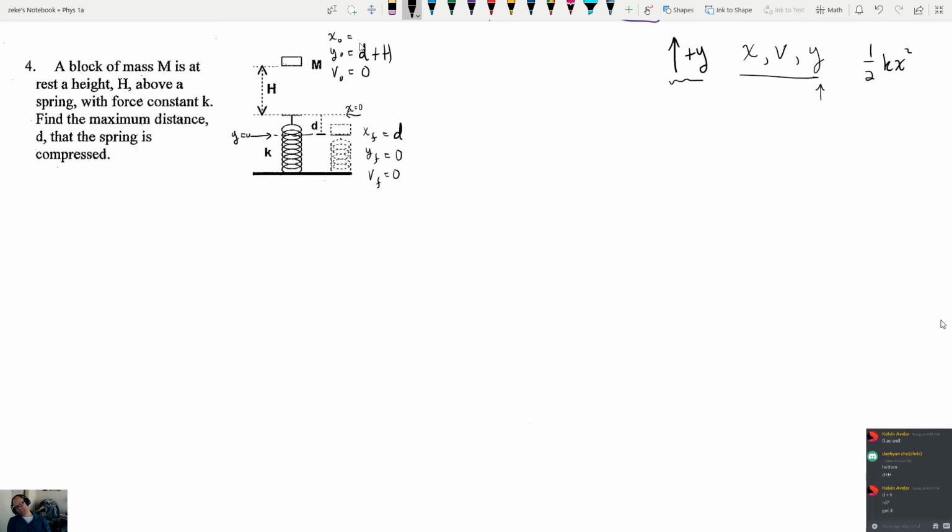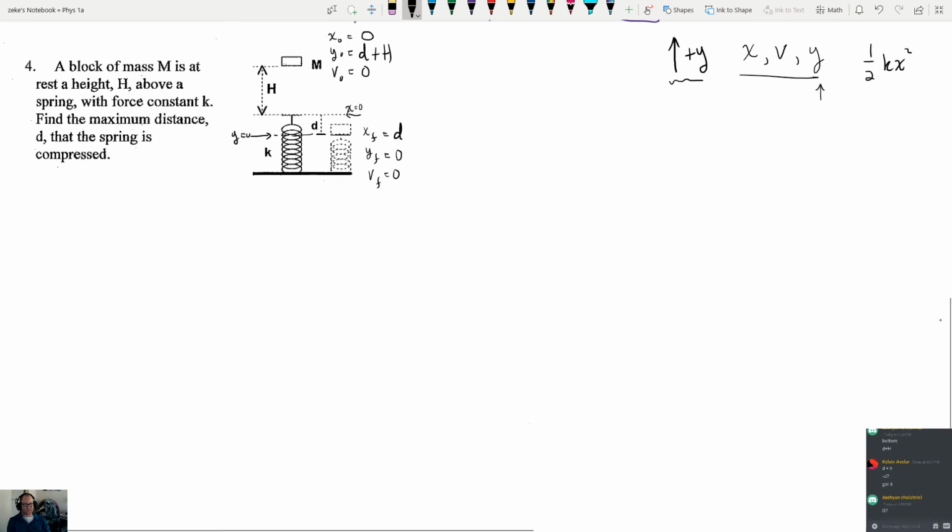It's 0. That's right. Why is it 0? This block isn't even touching the spring. The spring isn't doing anything in the initial scenario. The block isn't compressed against it. The spring is just sitting there, unstretched, right?